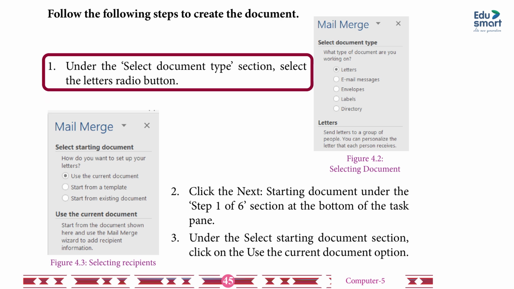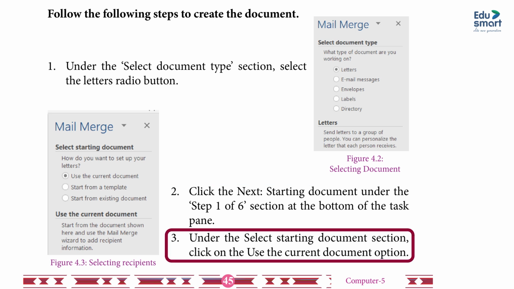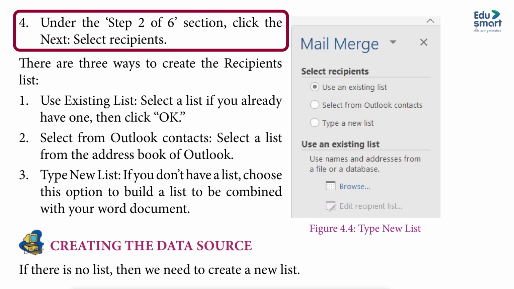1. Under the Select Document Type section, select the Letters radio button. 2. Click Next: Starting Document under the Step 1 of 6 section at the bottom of the task pane. 3. Under the Select Starting Document section, click on the Use the Current Document option. 4. Under the Step 2 of 6 section, click Next: Select Recipients.